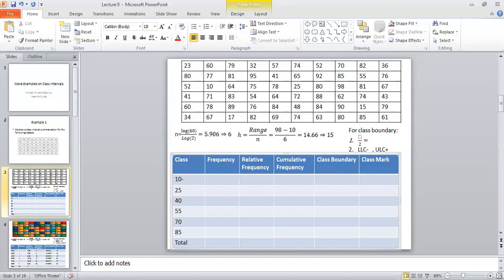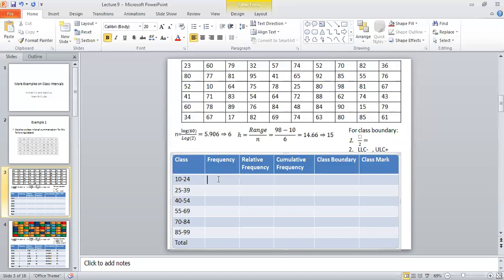Then for the upper limit, we need to add 14 to the lower limit. So 10 plus 14 equals 24. Similarly, 25 plus 14 equals 39. Likewise, 40 plus 14 equals 54. Similarly, 55 plus 14 equals 69. 70 plus 14 equals 84. And 85 plus 14 equals 99. And so in this way, we finish our first column of the class interval table. Now the second column, the frequency. This is a very important column when we are working with big data sets.